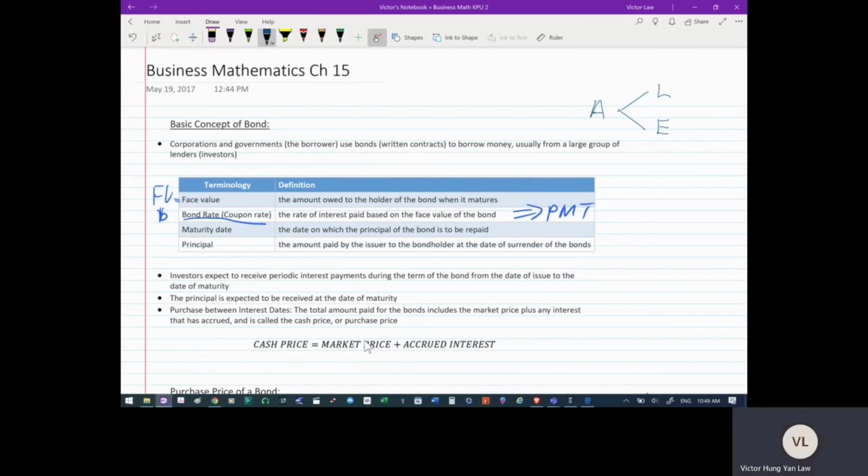So market price is the present value. Accrued interest is the interest that you did not earn, but you're still getting. You add those two amounts, the present value of the market price plus the accrued interest, and that will give you the cash price, the amount that you're paying.